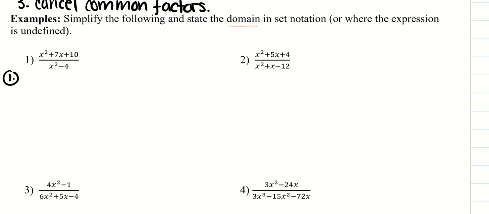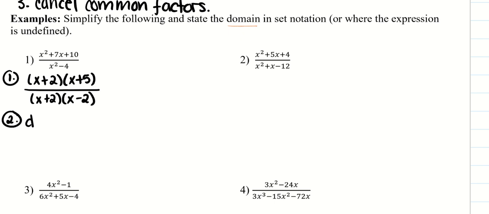My first step here, x squared plus 7x plus 10, I get x plus 2, x plus 5. x squared minus 4 factors to x plus 2, x minus 2. And I know that I factored this correctly because I have a common factor in the numerator and the denominator. My second step is to find the domain. I'm going to set x plus 2 and x minus 2 equal to 0. My x values are plus or minus 2.